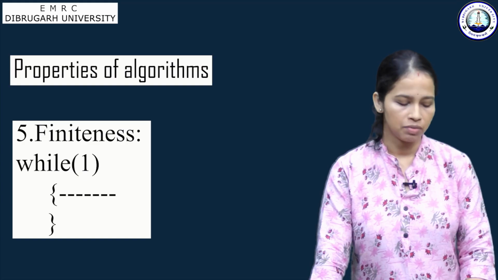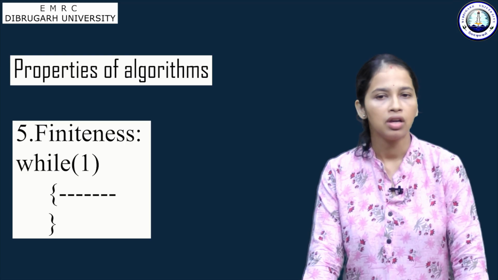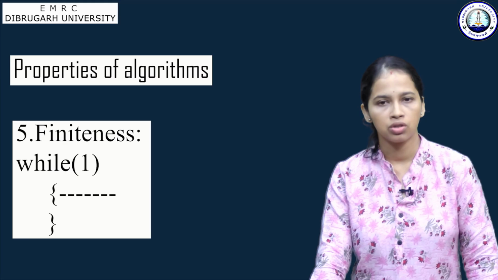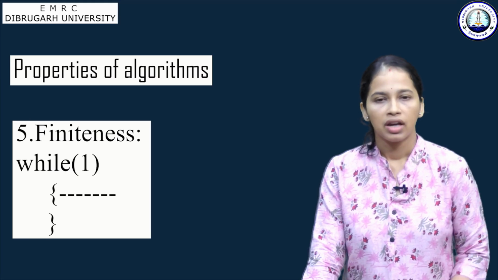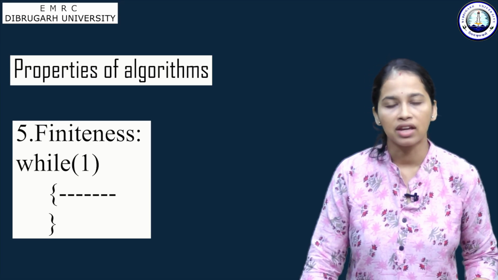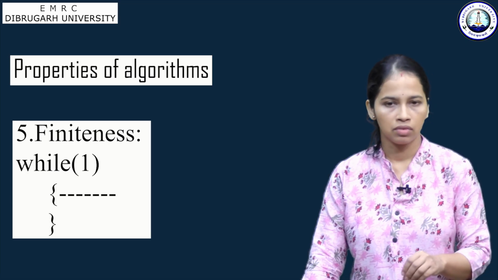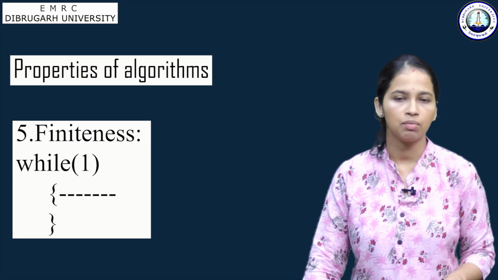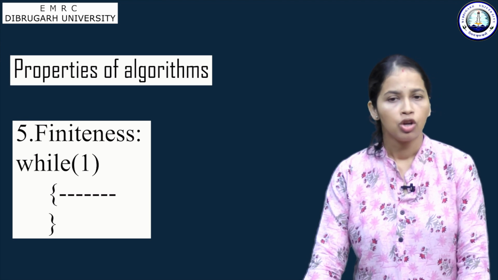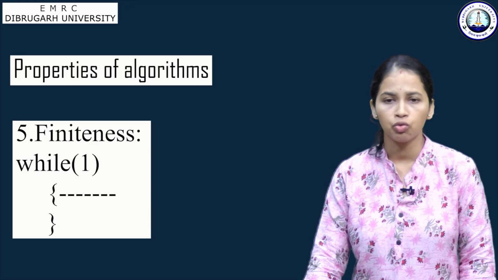The next property of the algorithm is finiteness. Finite has two aspects. One is that your algorithm should have a finite number of steps to accomplish its task, and the other is that every instruction in your algorithm should take a finite amount of time to execute. For example, while one means it will always be true, so whatever instructions you have written within the curly braces will always run. It will be an infinite loop, and you have to forcefully terminate this program, otherwise it won't stop.